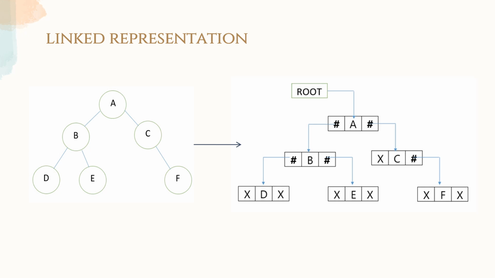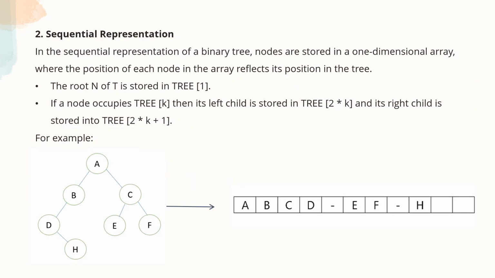And this is a linked representation. In the sequential representation of a binary tree, nodes are stored in a one-dimensional array where the position of each node in the array reflects its position in the tree. Let us take tree as an array and the nodes are stored in it. First node A is stored in the first location. Left node is B, which is stored in the second location, and the right node C is stored in the third location, and again it is coming to the left D, and B node does not have any right child, so there is a dash in it, and so on.